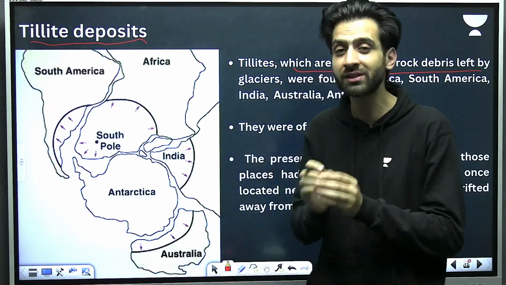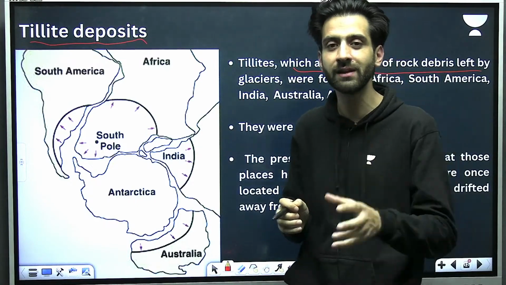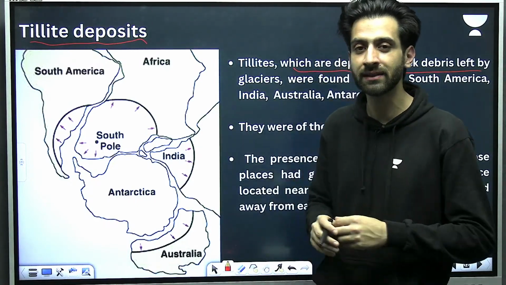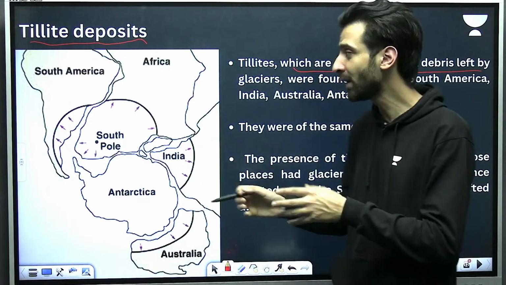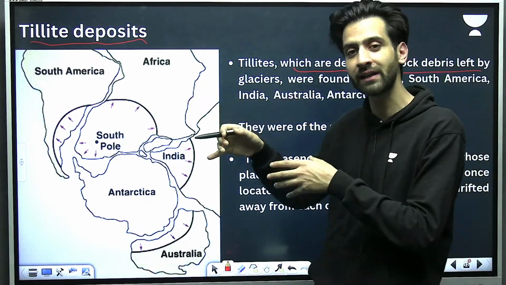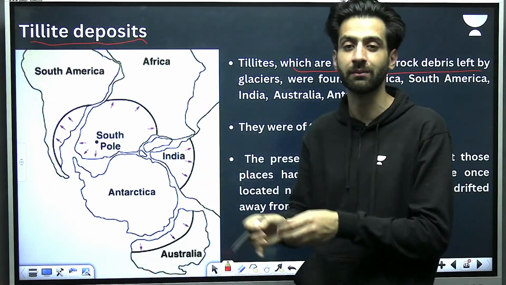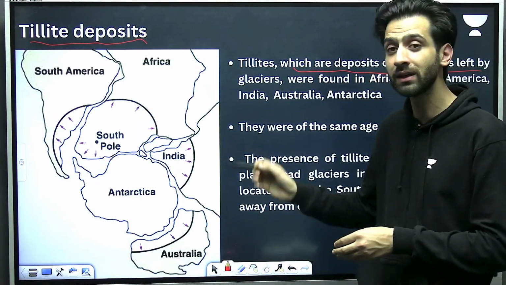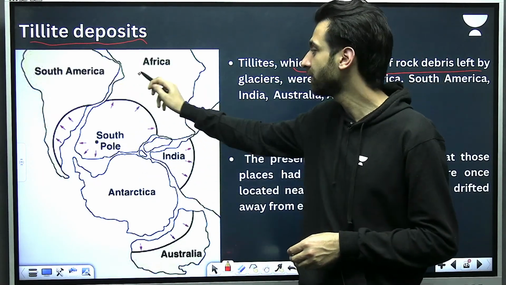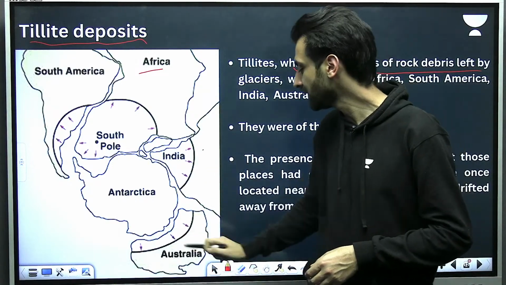Then they will deposit the sediments, like the plains of India, the alluvial plains in the northern part of India. Likewise, when the glaciers do their activity, they will bring the tillite deposits with them. So the tillite deposits were found in some parts of South America, Africa, India, Antarctica and Australia.